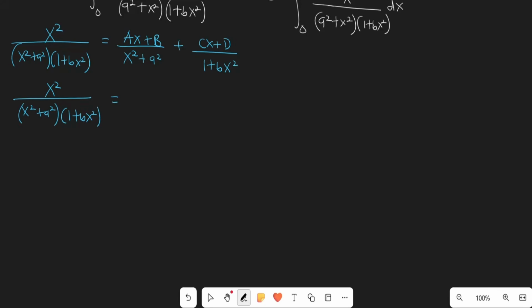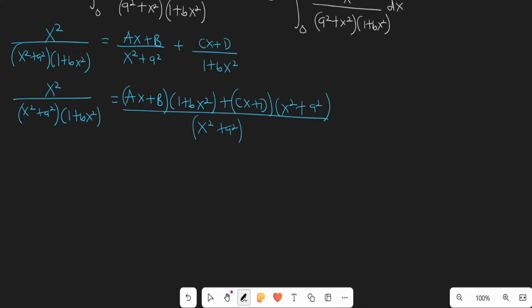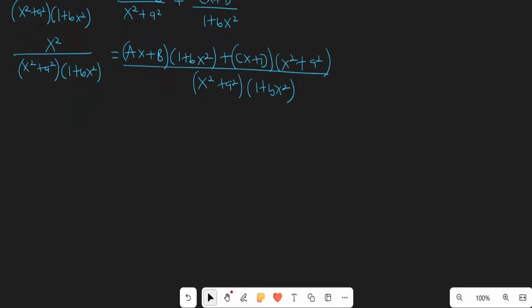So x squared all over x squared plus a squared and 1 plus bx squared is the same as what? We do cross multiplication: Ax plus B multiplied by 1 plus bx squared, and then Cx plus D multiplied by x squared plus a squared, all divided by the denominator, which is the LCM, the product of these quadratic terms. Now the denominators are the same, so the task is to make the numerators the same as well. So let's FOIL this on top.